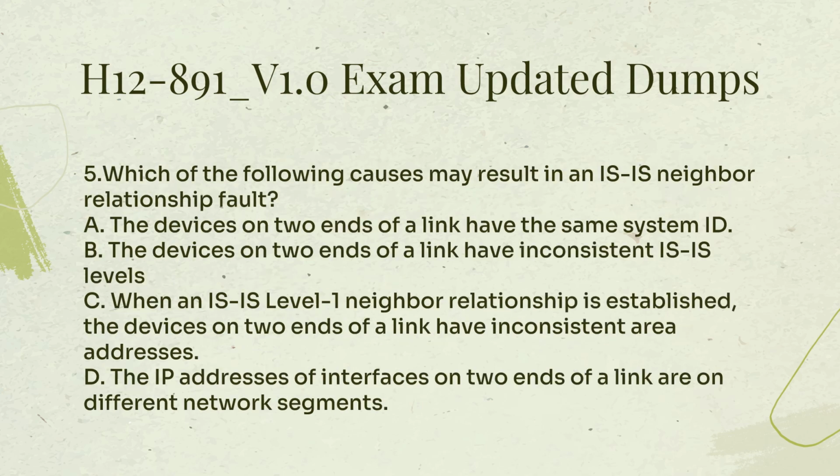5. Which of the following causes may result in an IS-IS neighbor relationship fault? A. The devices on two ends of a link have the same system ID. B. The devices on two ends of a link have inconsistent IS-IS levels. C. When an IS-IS Level-1 neighbor relationship is established, the devices on two ends of a link have inconsistent area addresses. D. The IP addresses of interfaces on two ends of a link are on different network segments.